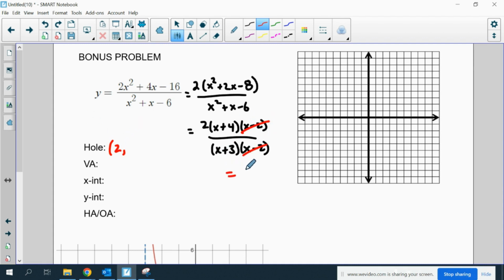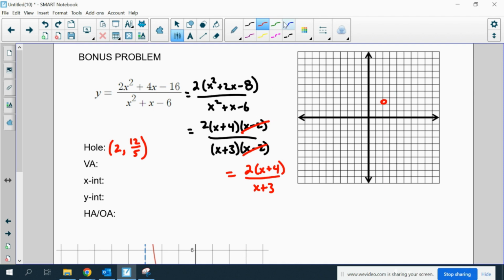So I can cancel this off and get a simplified version of this function. Then I can substitute in 2 into the simplified version of this function to figure out what the actual y value of that hole would be. So if I substitute in 2, I get 12 over 5. So at (2, 12/5), there's a hole. 12 over 5 is about 2.4.